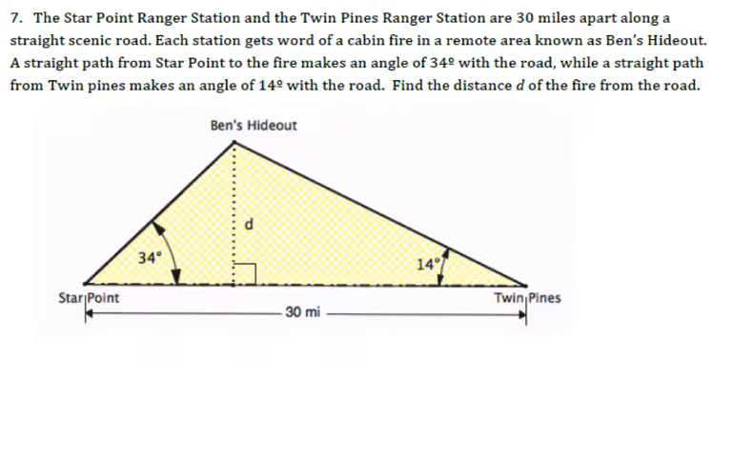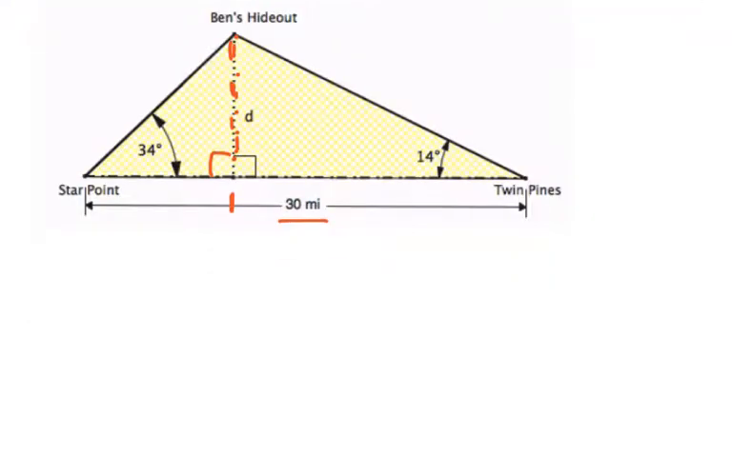So this one shouldn't be so bad, right? So we're looking for this distance right here. So we've got the two right triangles. Okay, we've got this 30 miles. But we don't know what the distance are of these pieces, right? So maybe this one won't be quite so easy. So let's see. We might have to do a similar thing, huh?